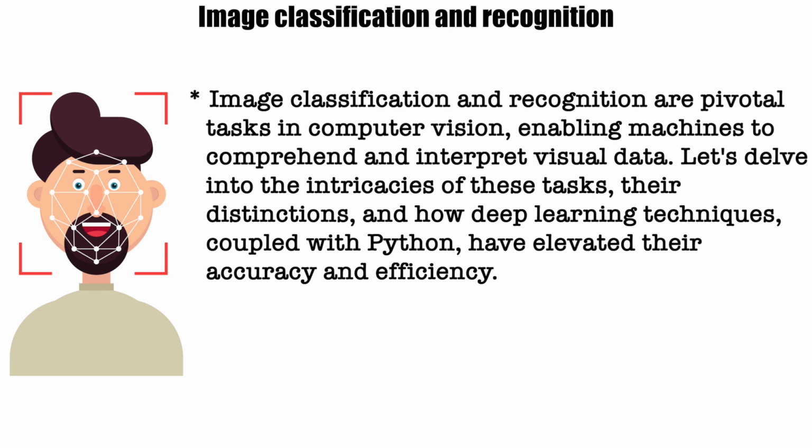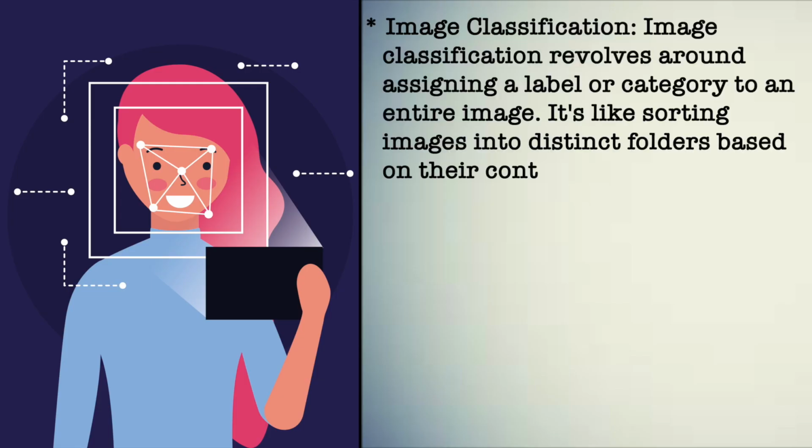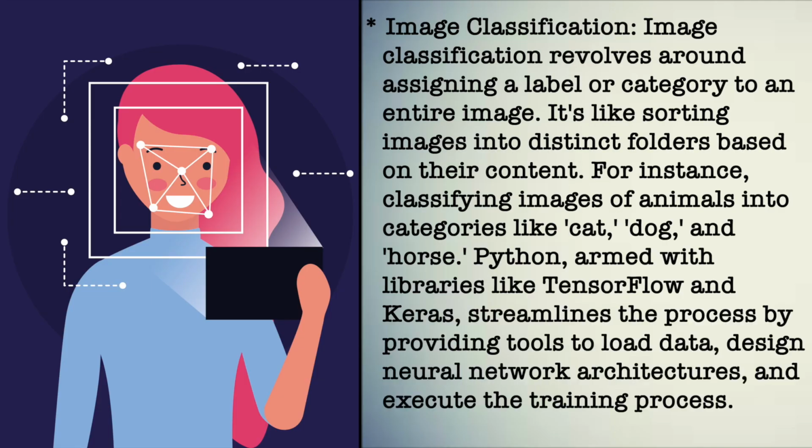Let's delve into the intricacies of these tasks and their distinctions, and how deep learning techniques coupled with Python have improved their accuracy and efficiency. Image classification basically involves assigning a label or category to an entire image. It is like sorting images into distinct folders based on their content. For instance, classifying images of animals into categories like cat, dog and horse.